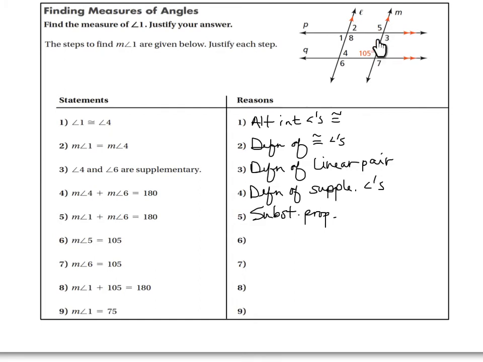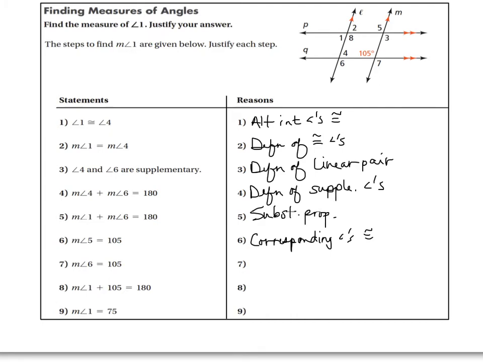Well, they're both in the top left of the angle, so these are corresponding angles, and we know that corresponding angles are congruent because the lines are parallel.